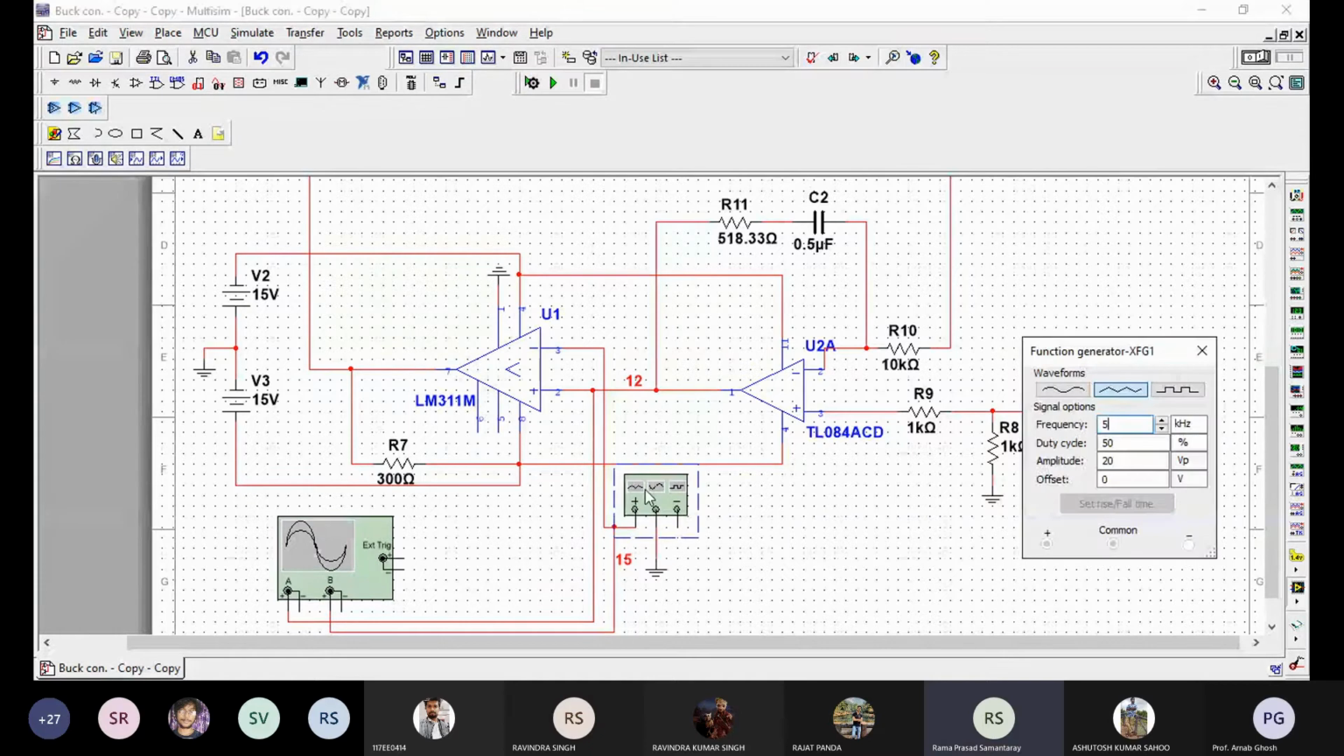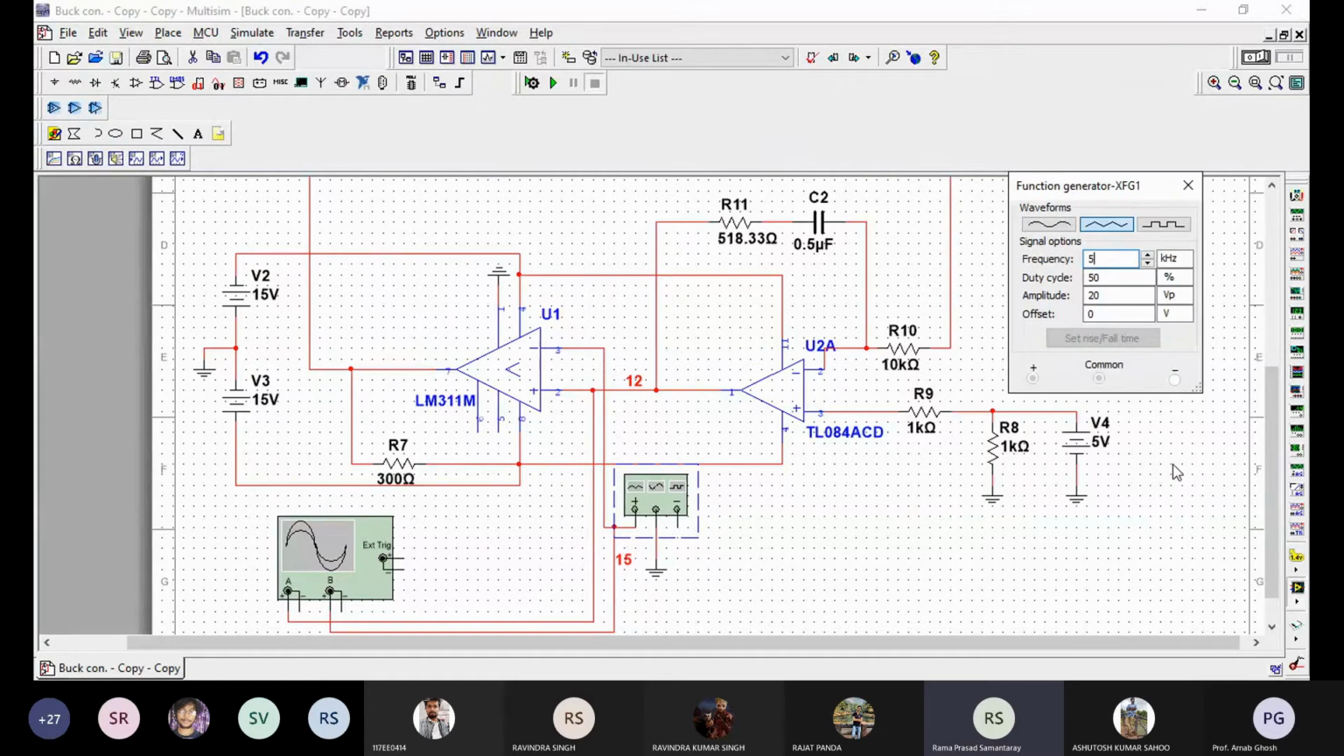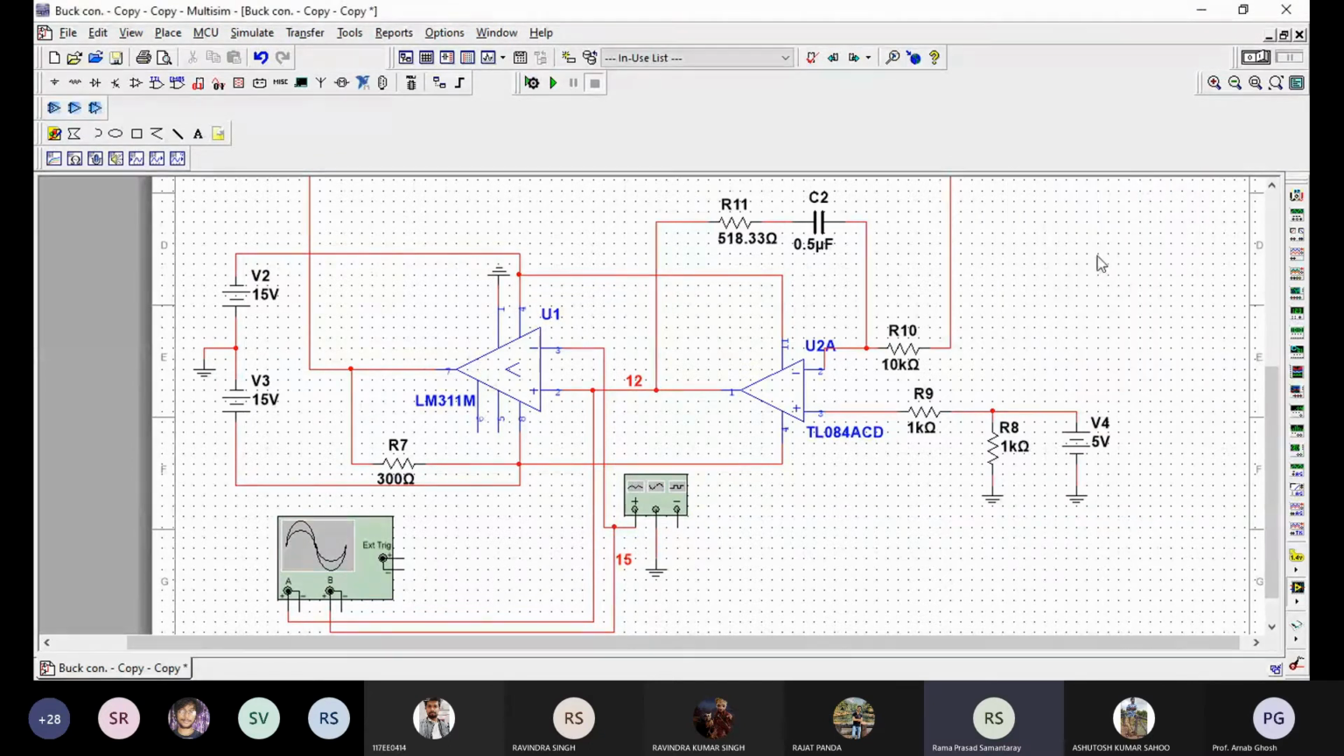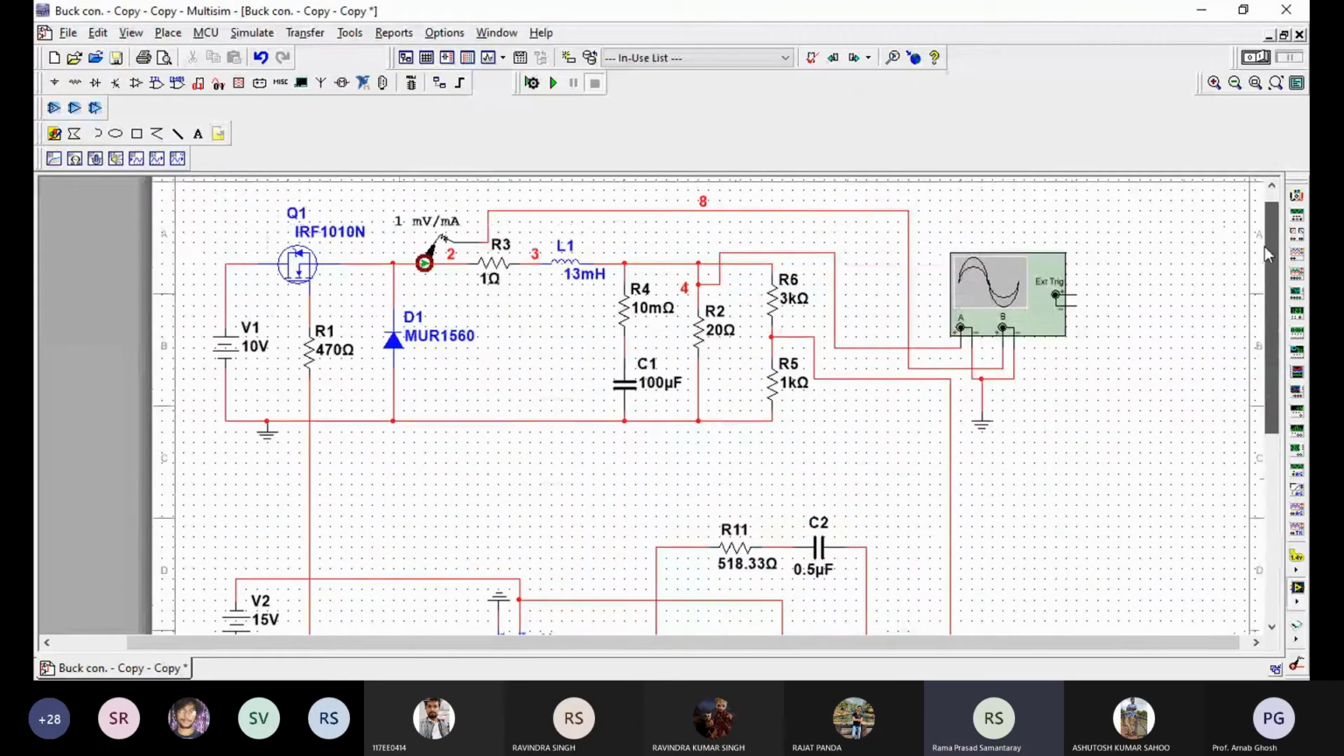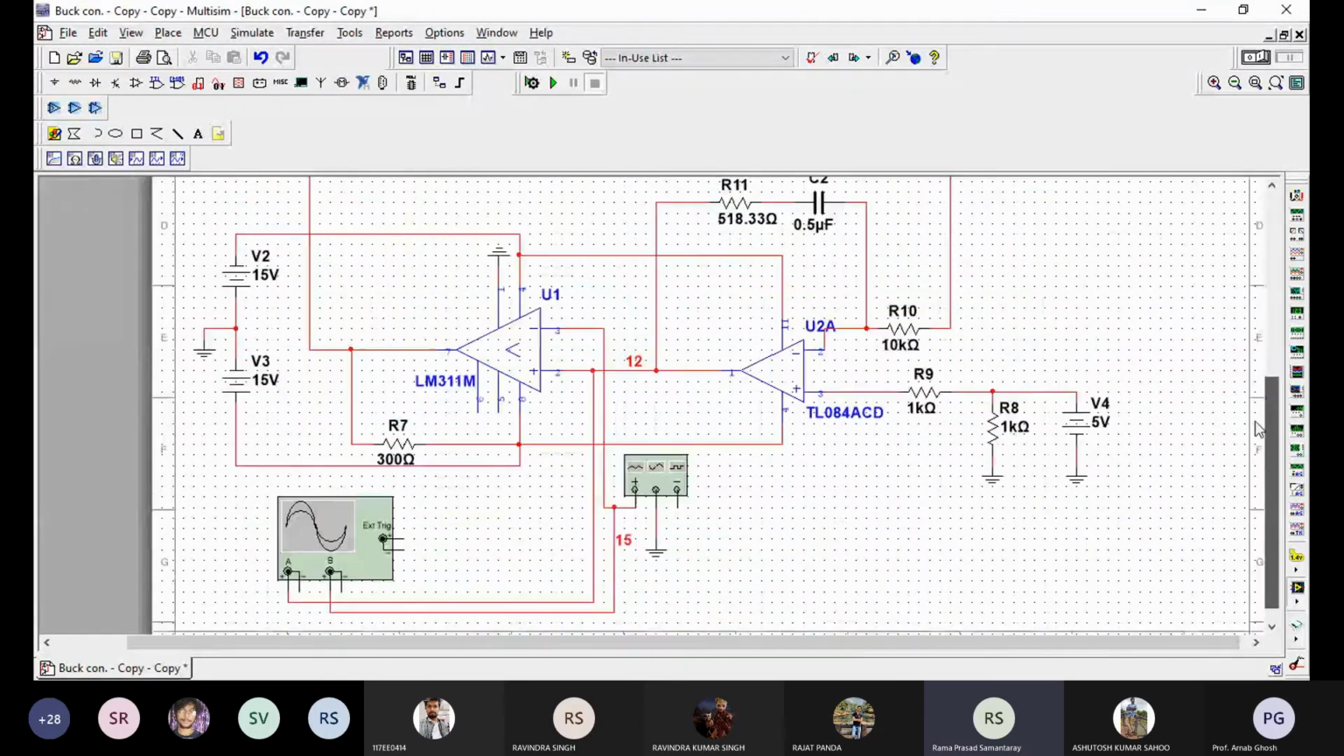Then this is your function generator voltage setting, voltage and frequency. Okay. So first we'll go through simulation of this second waveform.